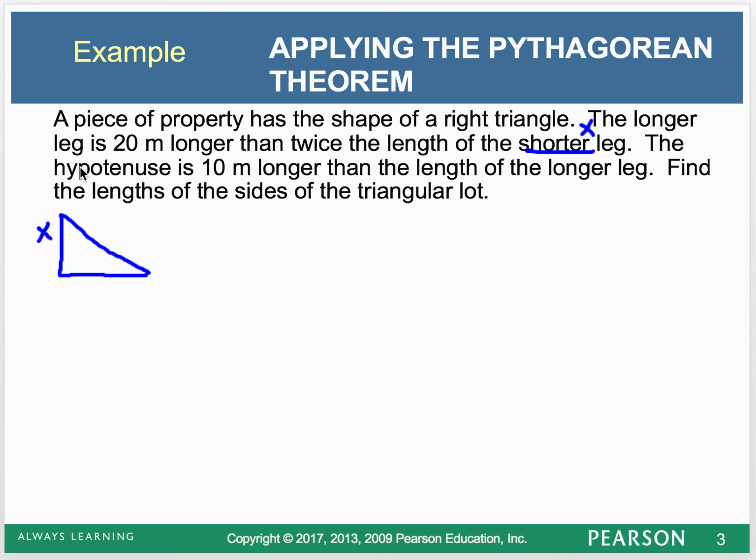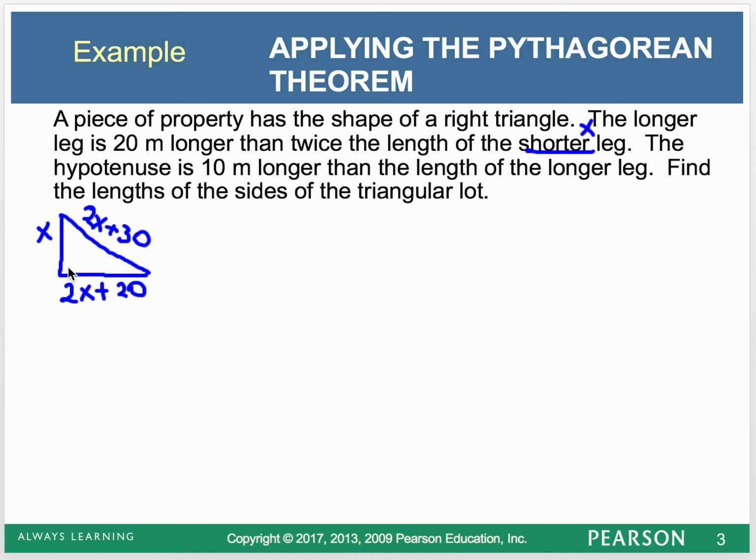The longer leg is 20 meters longer than twice X. So that's twice X plus 20. The hypotenuse is 10 meters longer than the longer one. If this is the long one, the hypotenuse is 10 longer, so the hypotenuse is 2x plus 20 plus 10, so plus 30. Okay, then it just says find the lengths.